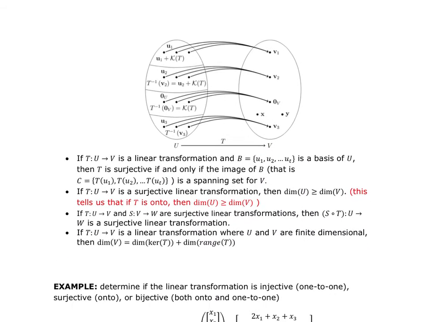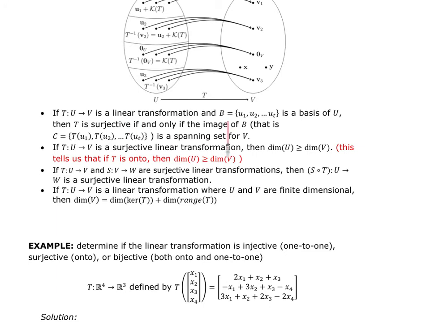So then if T is a linear transformation and B is the basis of U, then T is surjective if and only if the image of B, that is this subset, is the spanning set for V. So the basis in my original domain, when I put it in and get it mapped to this set, has to be the spanning set for V. If T is a surjective linear transformation, then the dimension of U is going to be greater than or equal to the dimension of V. This tells us that T is not onto, but one-to-one, when the dimension of U is greater than or equal to the dimension of V.